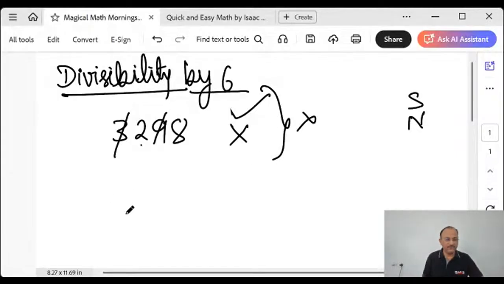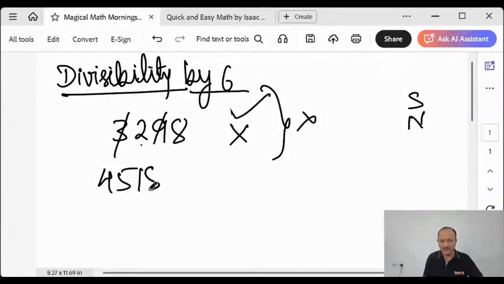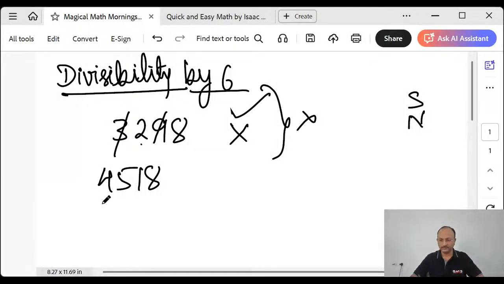Suppose I give you another number, 4518. Check this. Is it divisible by 6? Type it. Yes, I'm getting the answer yes. Correct? It's an even number. When you add 8 plus 1, that is 9, and 4 plus 5, that is 9. That means the digits are divisible by 3. Therefore, both the conditions are fulfilled, so we'll say yes.